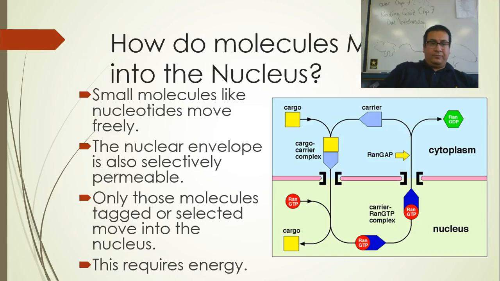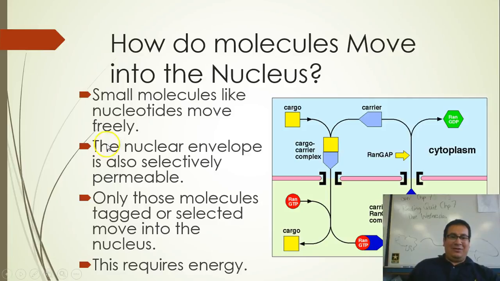All right, how do molecules move into the nucleus? All right, small molecules like nucleotides move in freely. All right, just remember that the nuclear envelope is also selectively permeable. Only those molecules tagged or selected to move into the nucleus are allowed to move in, or are also allowed to move out. But this also requires some energy. All right, it requires some energy to move molecules in and out.